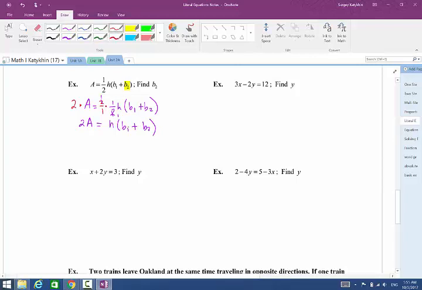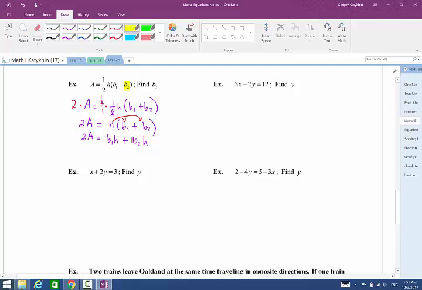So from here, to get rid of this parenthesis, I would go ahead and distribute the h, which will give me 2 times a is equal to h times b1, which will be base 1 times h, and then plus h times base 2, so it'll be base 2 times h.